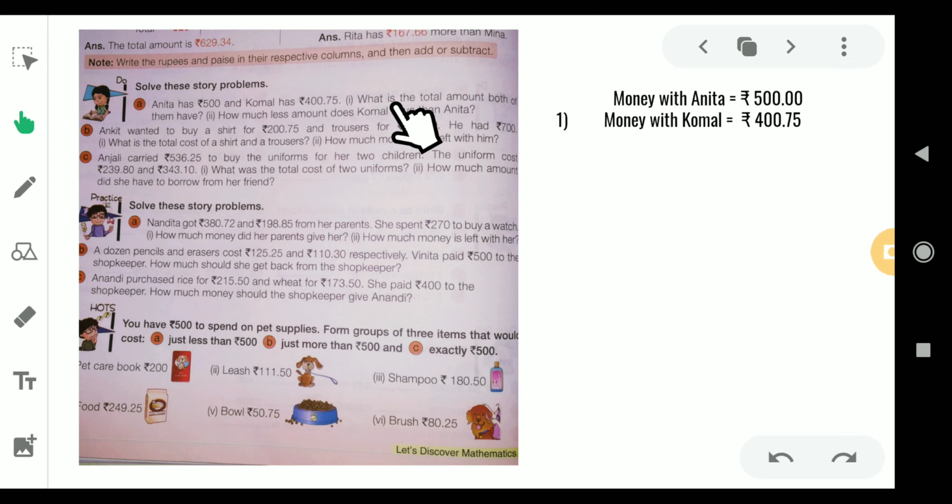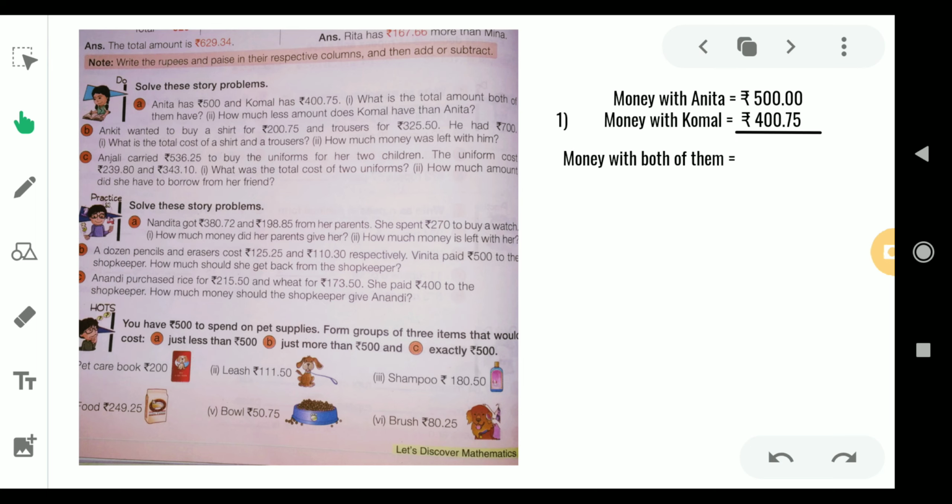So first question, let's try to answer this. What is the total amount both of them have? The total amount is nothing but the addition of this amount and this amount. So we write the first sentence, that is, money with Anita, that is 500 rupees, and money with Komal, that is 475 paise. So to add, we usually do this.